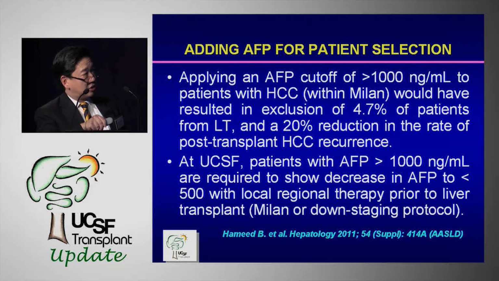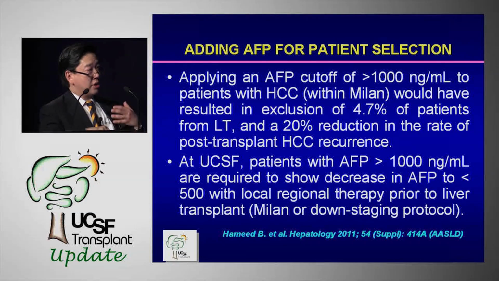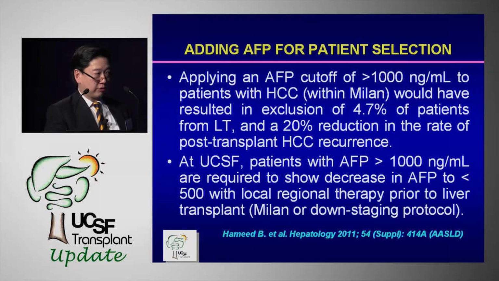When we look at this study, applying an AFP cutoff of over 1,000 to patients with HCC within Milan criteria, we would exclude about 5% of patients from transplant, and that translates into a 20% reduction in the rate of tumor recurrence after transplant. So our policy is that if you have a patient with AFP over 1,000, you need to show a decrease in the AFP to less than 500 with locoregional therapy before the patient can be activated for transplant. This applies to both Milan criteria and those enrolled into our downstaging protocol.